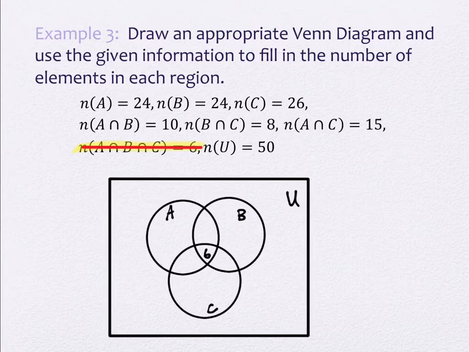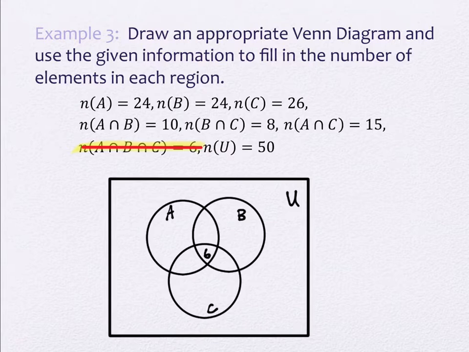Now, we didn't actually talk about this one, but this N of U equals 50. That's telling you that everything inside the entire universal set is 50. So that's like the worst possible place to start, right? Because you have 8 regions that have to add up to 50. So we will use all these pieces of information, just not necessarily in the order given.